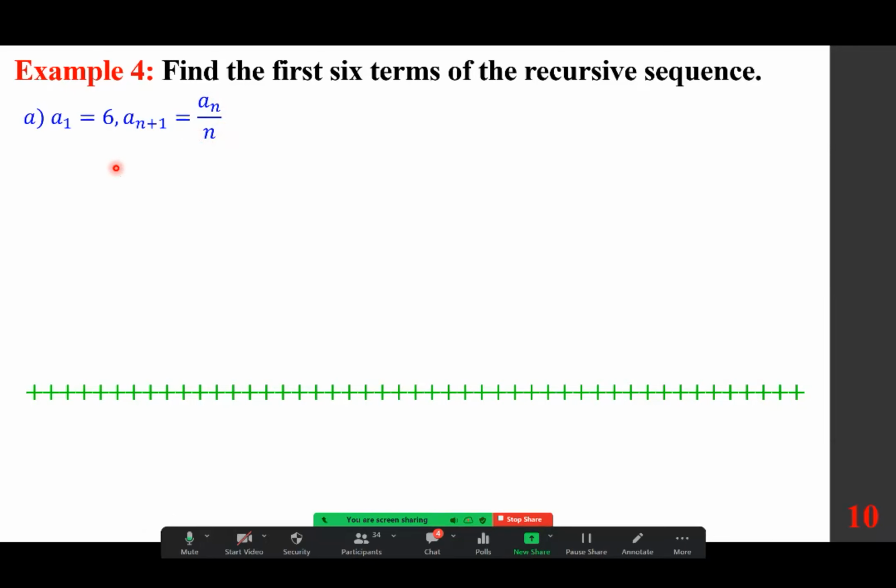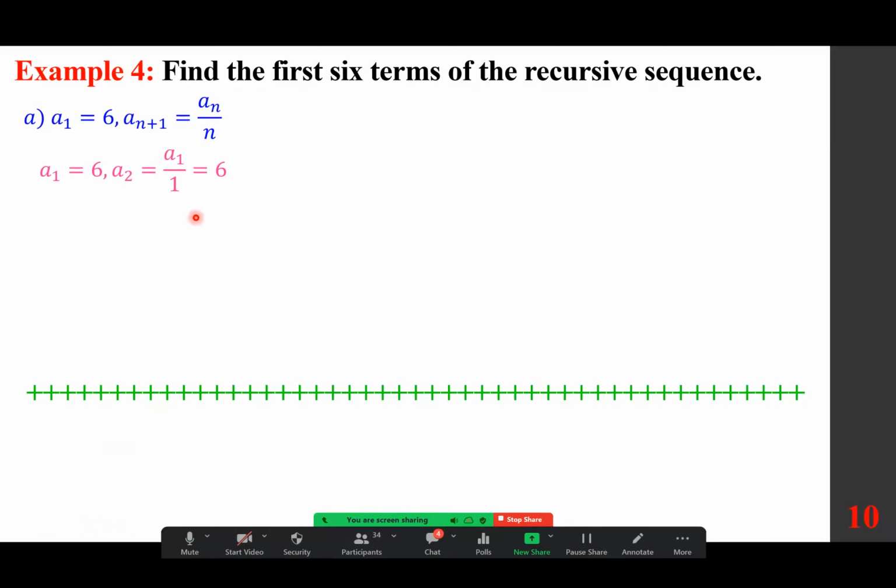So according to this, if I want a sub 2, then I need a sub 1 divided by 1, which is 6 divided by 1, which is 6. You follow what I'm saying? That's that. Let me just erase mine.